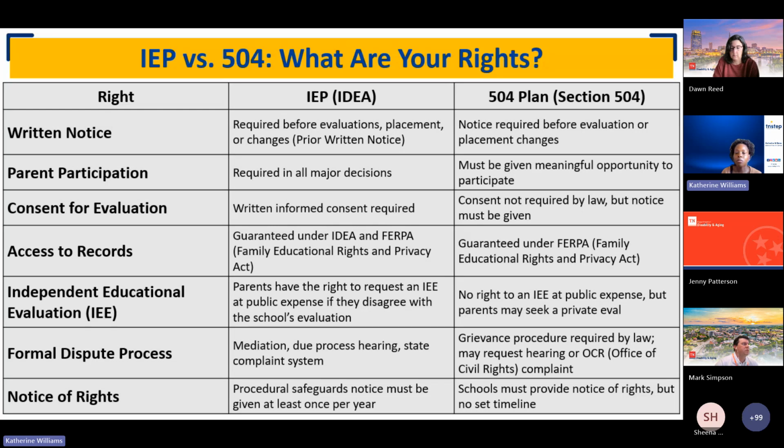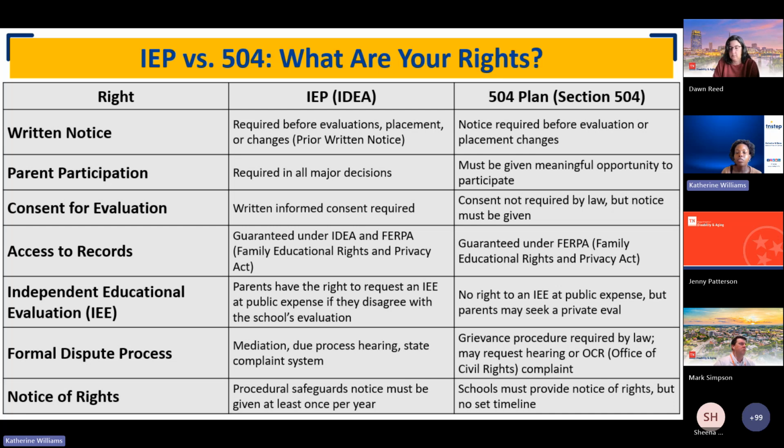There is a formal dispute process for both the IEP and 504 plan. With the IEP, there are things such as mediation or due process hearings. There's also the administrative or state complaint system. For the 504 plan, any complaints would go through the OCR, or Office for Civil Rights.